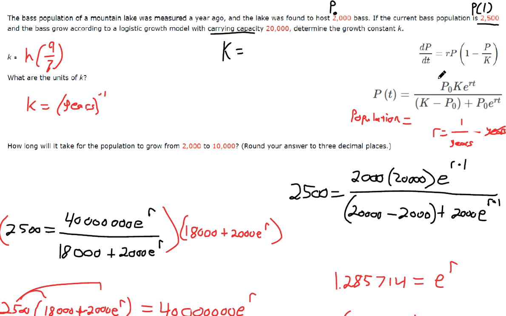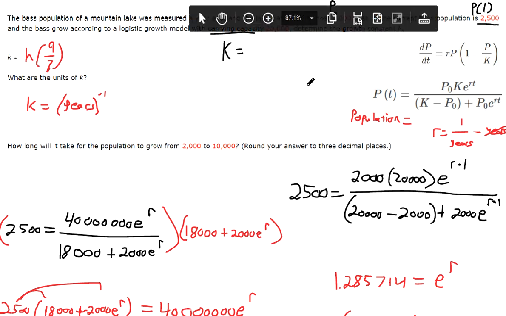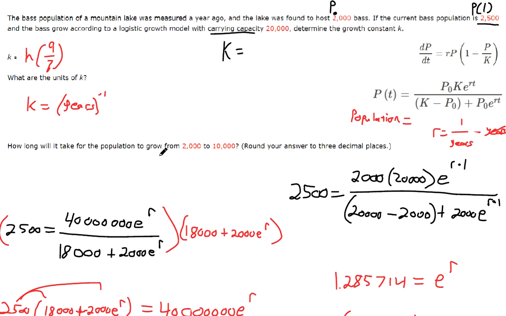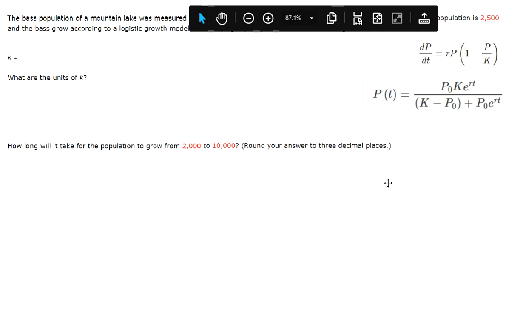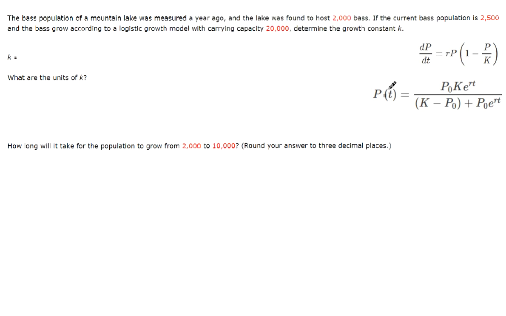Last question: how long will it take for the population to grow from 2,000 to 10,000? Now that we know r, this is really just a matter of plugging in. Let's see, oh no, we're going to be solving for t. Let me clear the board here. Let's plug in what we know. The population starts at 2,000, and we want it to end up with 10,000. So we want 10,000 for our final population. 2,000 is our starting population. The carrying capacity, we're assuming, hasn't changed, so 20,000.